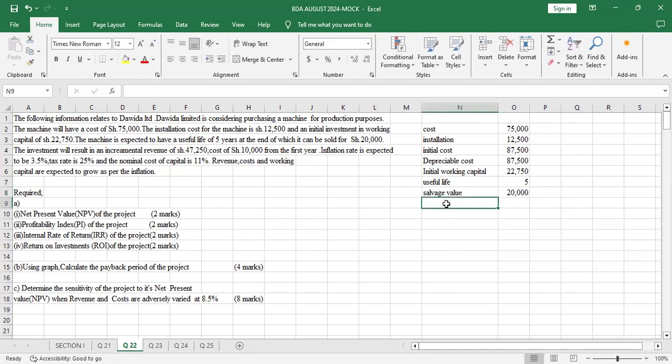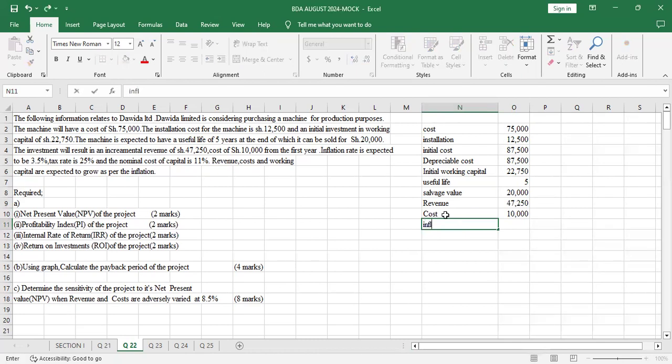We continue. The investment will result in an incremental revenue of shillings 47,250. So revenue is 47,250. And the cost is 10,000. Yeah, and all this revenue and cost emanate from the first year. Inflation rate is expected to be 3.5%. So the inflation will be 3.5%.